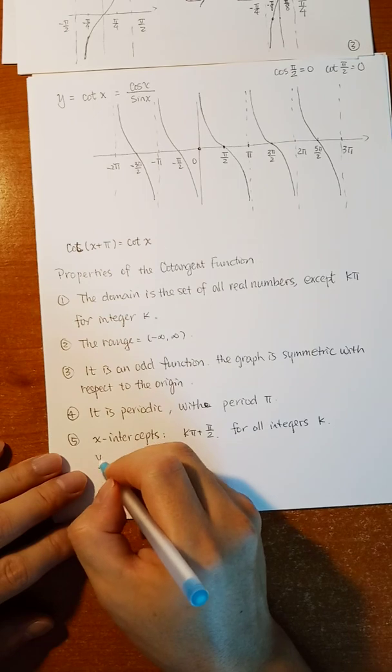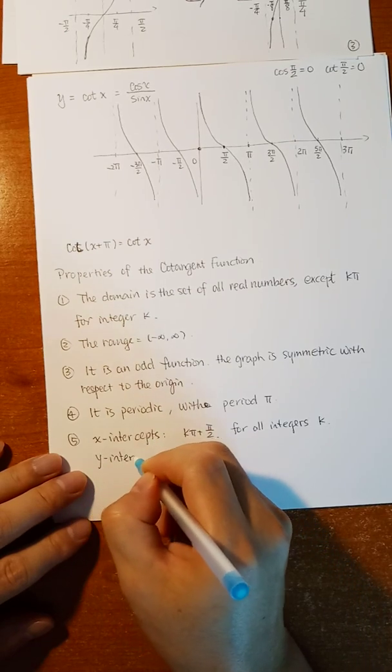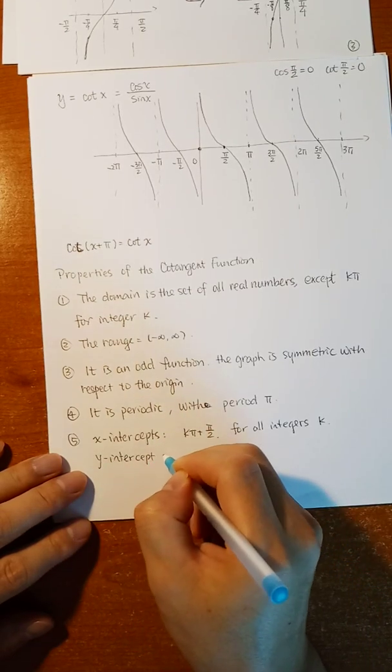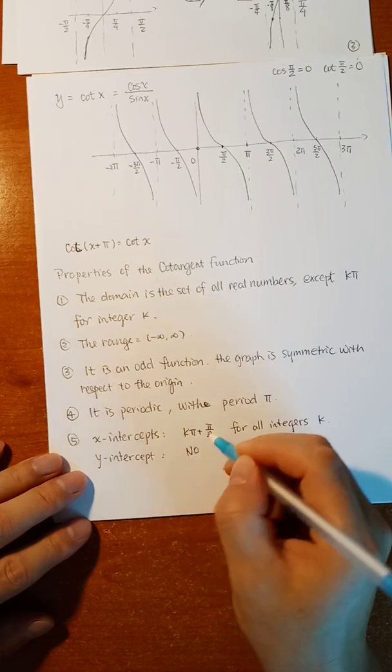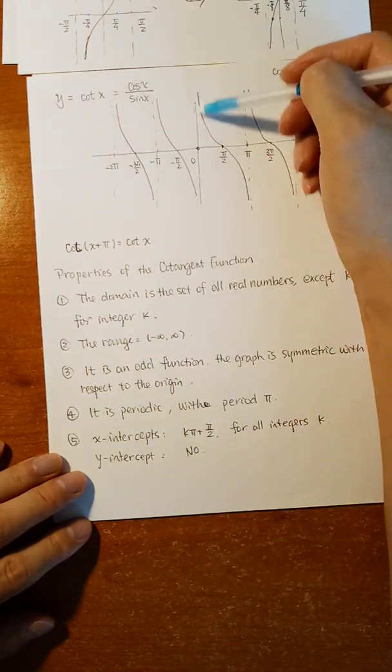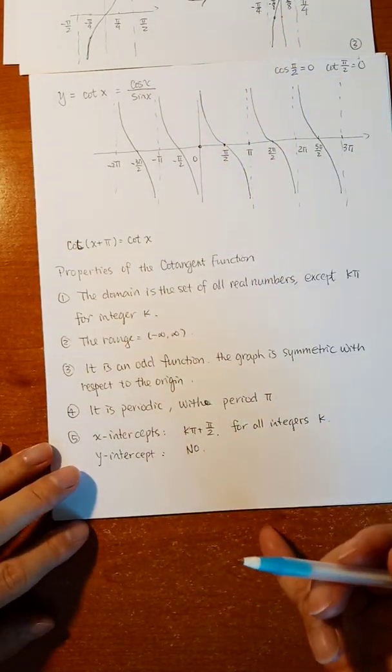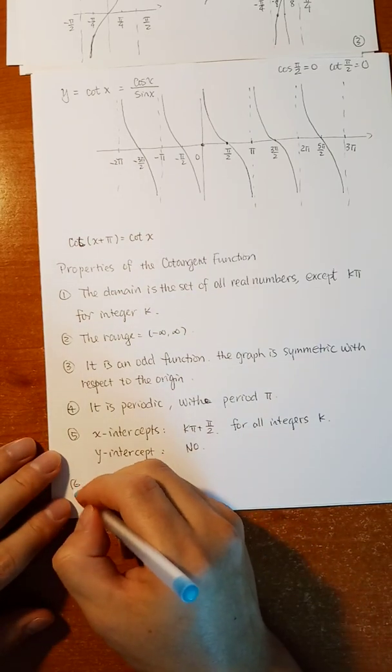X-intercept. Y-intercept. No y-intercept because 0 is not in the domain. So there's no y-intercept. And vertical asymptote.